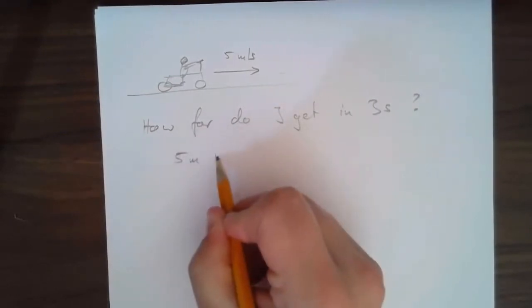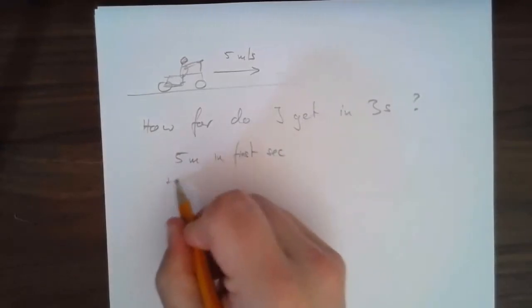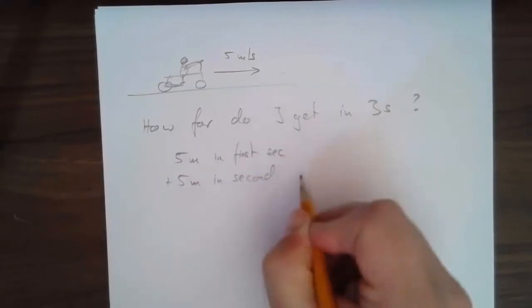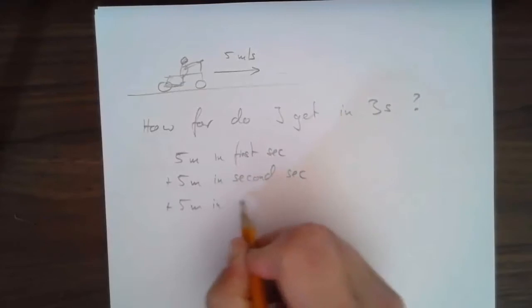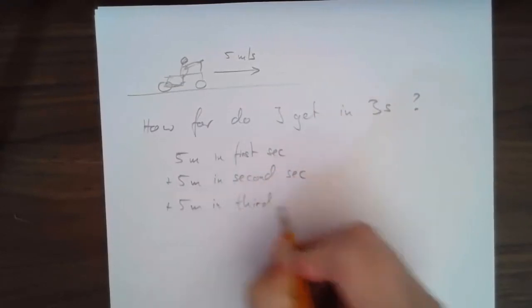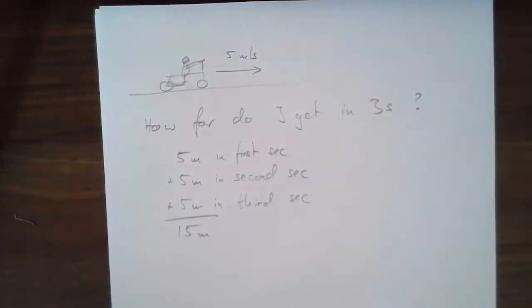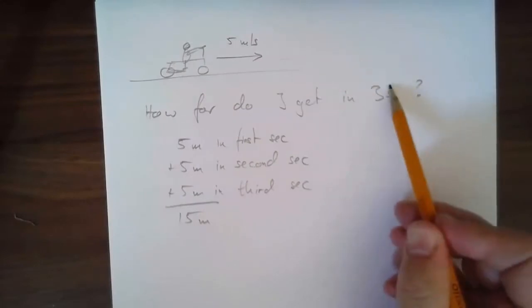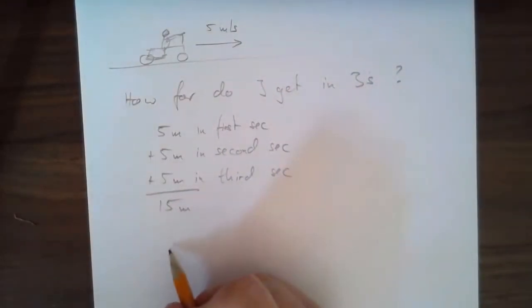I go 5 meters in the first second, plus I go another 5 meters in the second second, and I go 5 meters in the third second. And so I go a total of 15 meters. Now, of course, I could just have said, oh, take the time times the speed. Indeed, that is the way we're going to do this.